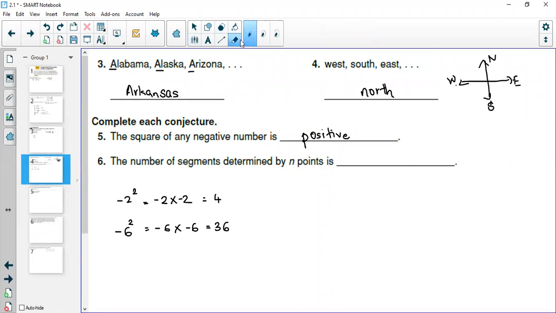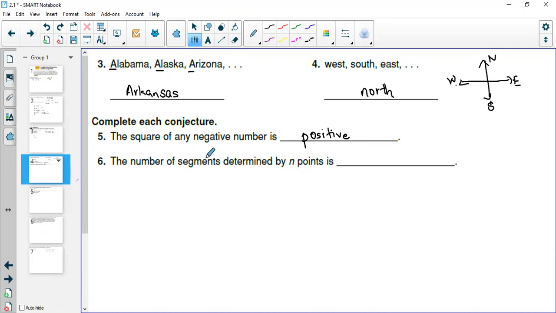Okay, now comes: the number of segments determined by n endpoints is. Now this is similar to the explanation question which I did. So again, we do not know what n is. So let's try to find out what they are asking us. The number of segments determined by n endpoints. So again, I don't know what n is, so let me replace n with 2 points. So if I have 2 points, how many segments is that going to give me? That's going to give me one segment.